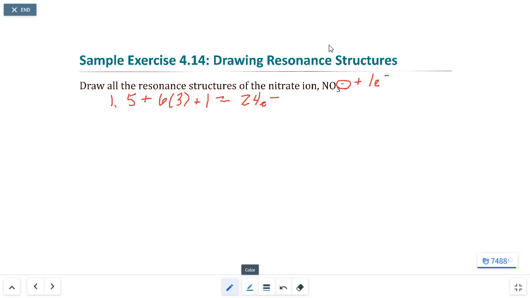Nitrogen is less electronegative than oxygen. So I'm going to start with my simple structure here and fill out all of the octets. So 6 electrons around each of the oxygens. And since the nitrogen here only has 3 bonds, 6 electrons, the nitrogen is going to need a set of electrons as well to get it up to 8 also.